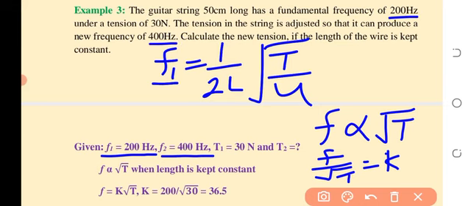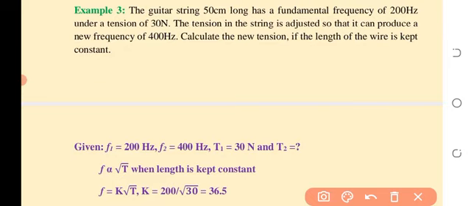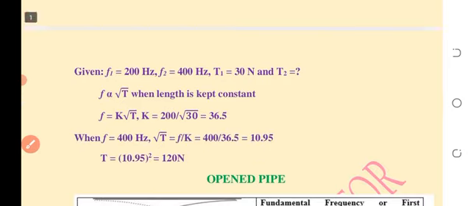So the tension that we have when the frequency is 200 is 30 Newton. We have to find the tension when the frequency is 400 and length remains constant. And if length remains constant, it means every other parameter in the string will remain constant. So substituting these values into this equation here, we have this.